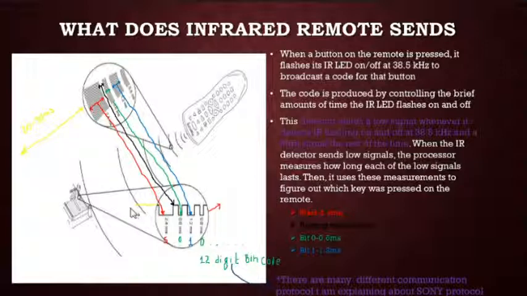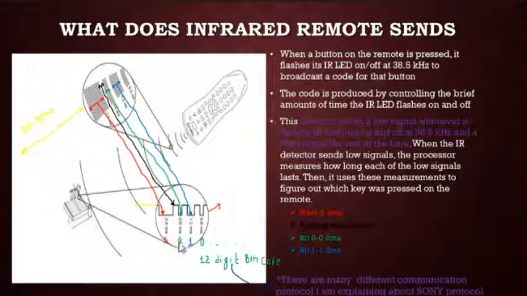Here it starts, shown in yellow color: a 20 to 30 millisecond high signal. This means a resting state between message packets, and then a 2.4 millisecond low signal. This means the IR LED is flashing on and off for 2.4 milliseconds. This means the message has started, and now a high signal for 0.6 milliseconds. This means the IR LED is not flashing for 0.6 milliseconds, and then a low signal for 0.6 milliseconds means the IR LED is flashing for 0.6 milliseconds.